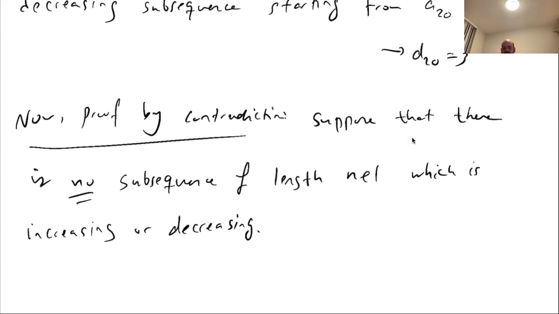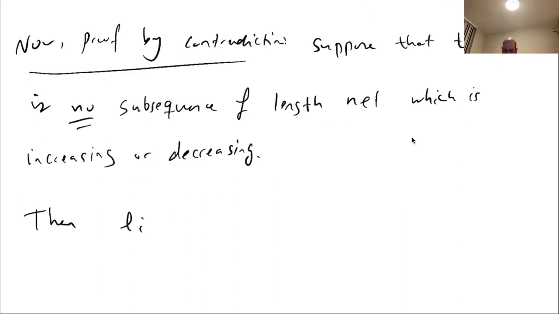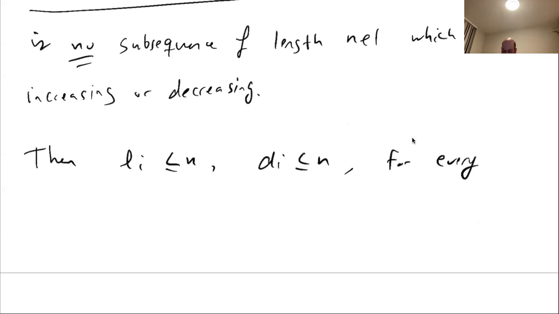Then what can I say? If there is no subsequence of length n plus 1 which is increasing or decreasing, that means for every ai that I consider, the length of the longest subsequence starting from that will be less than or equal to n, right? So then I can say that Li is less than or equal to n and Di is less than or equal to n for every i between 1 to n squared plus 1.